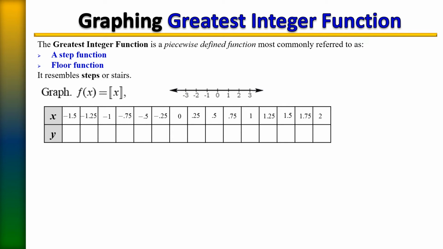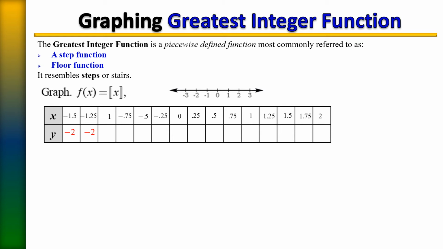Well, let's take a look at our graph because our graph can help us determine what that value is. So negative 1.5 would be on the negative side between negative 2 and negative 1. So we want to know what is the greatest integer that is less than that decimal of negative 1.5. And what is it? Yes, you got it. That would be negative 2.